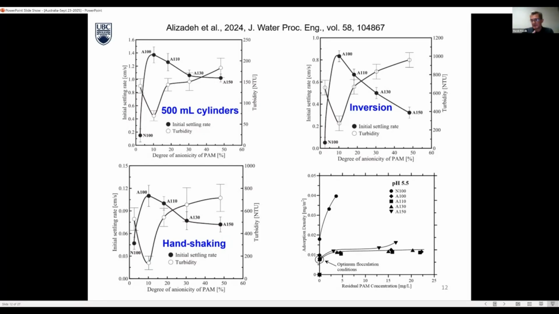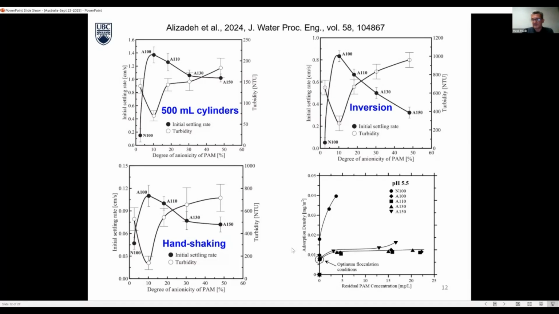These changes are not a result of changes in adsorption, because we had the adsorption data shown in the bottom right graph. We found that when the flocculation data were collected, the adsorption density of all these polymers was nearly the same, and practically complete. All the polymer added to solution was essentially adsorbed on the solids, and yet these polymers gave us quite different flocculation results.